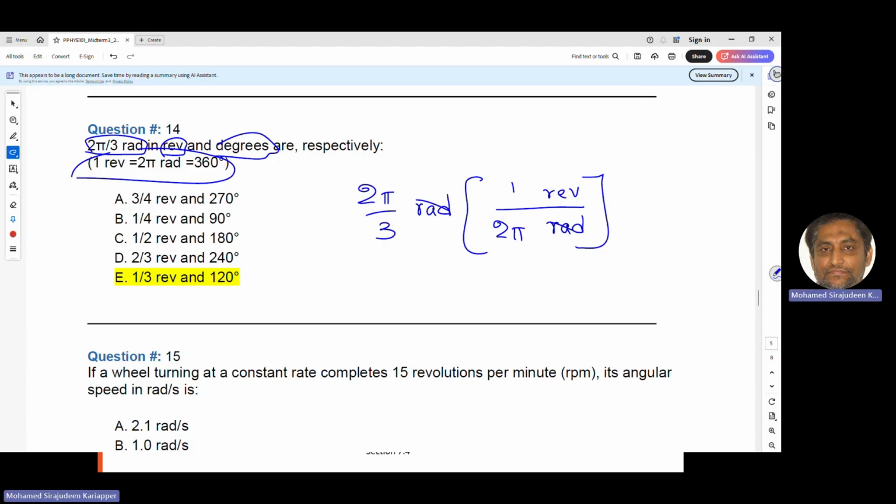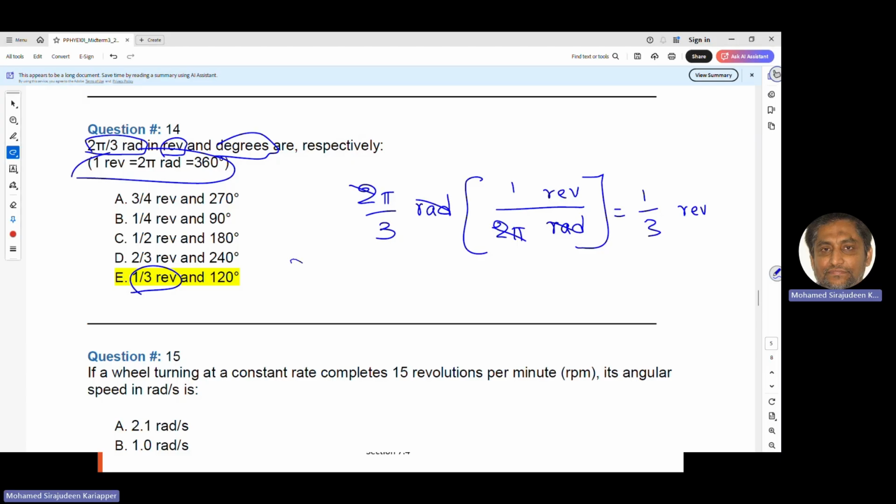So that done. So you see the 2 pi cancels with 2 pi. So it is equal to 1 over 3 revolution. 1/3 of a revolution. It's already there, right? And none of the other answers have 1 over 3. So you don't have to even do the second one. But anyway, for practice, we'll do the second one as well.